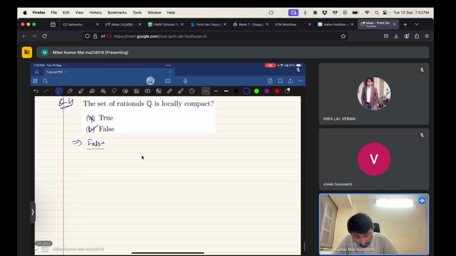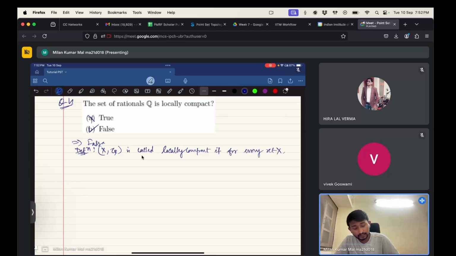So what is the definition of locally compact that I should write? Definition: (X, tau X) is called locally compact if for every point x belonging to X, there exists an open set U belonging to tau X, that is the definition of open set, such that x belongs to U and the closure of U is compact. So this is the definition.